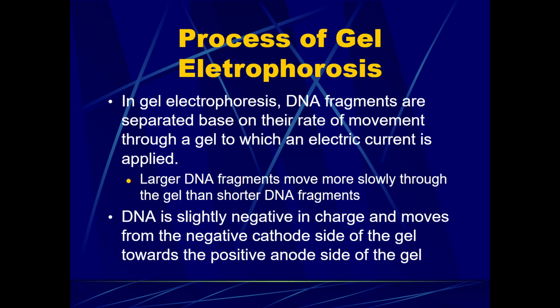Larger DNA fragments tend to move more slowly through gels and even capillary electrophoresis than the shorter DNA fragments. The shorter the DNA fragment, the faster it moves. And because DNA is slightly negative in charge and moves from the negative cathode side of the gel towards the positive side, we can generate this movement by applying an electric current.